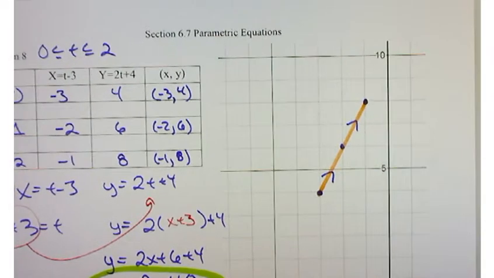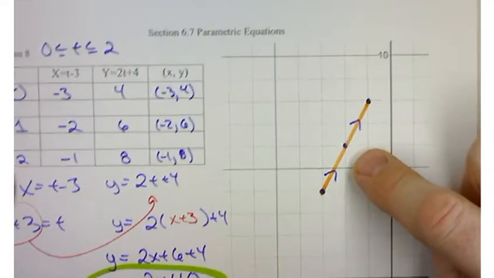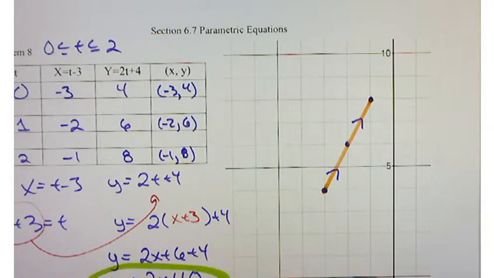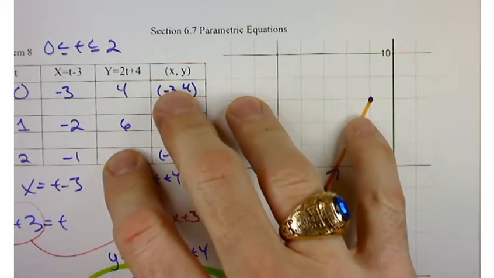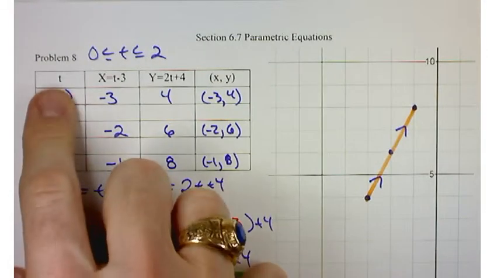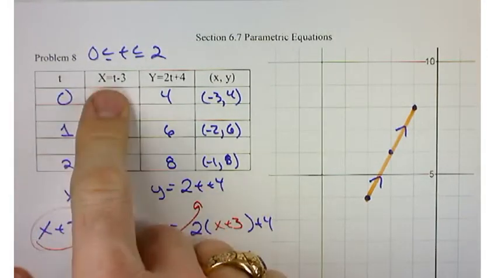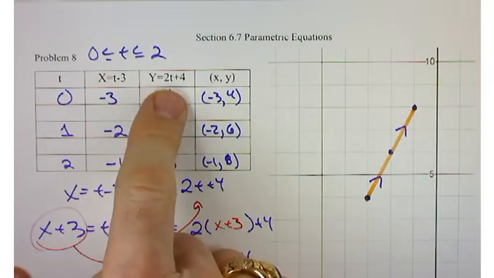Let's play around with problem number 10, and then we'll go back and take a look at these things in terms of doing them on your calculator. We'll learn more calculator tricks. Are we okay with what we've got here for problem number 8? So the thing that's varying here is t. T is your parameter. Both of these things depend on the parameter t.